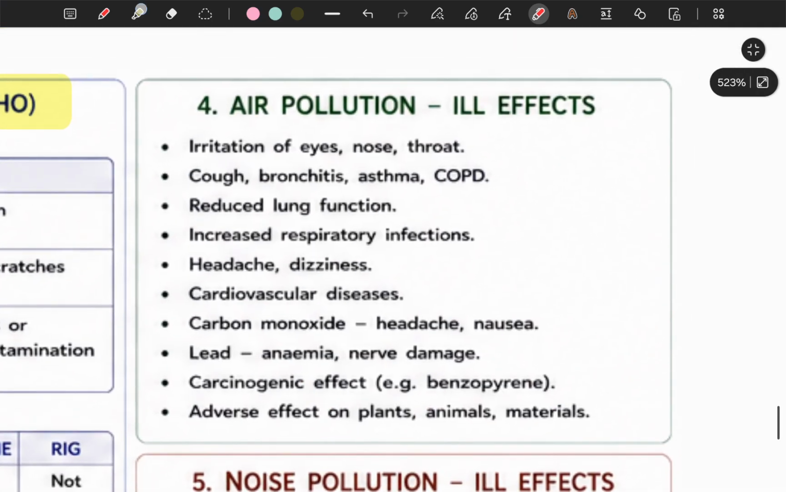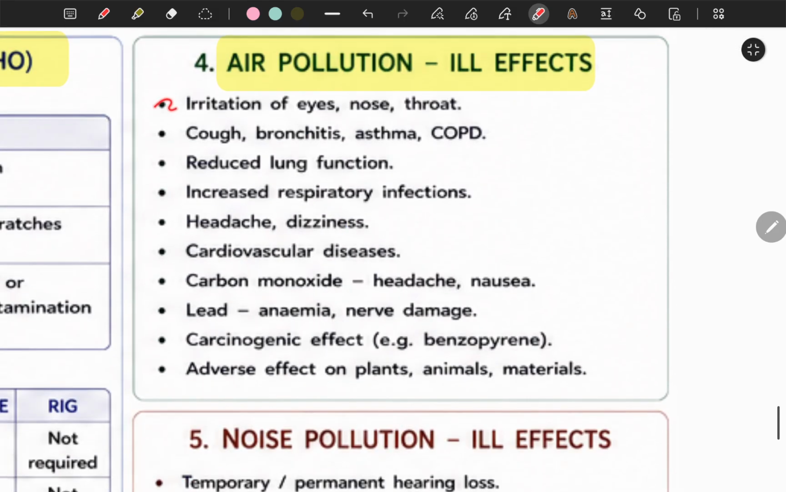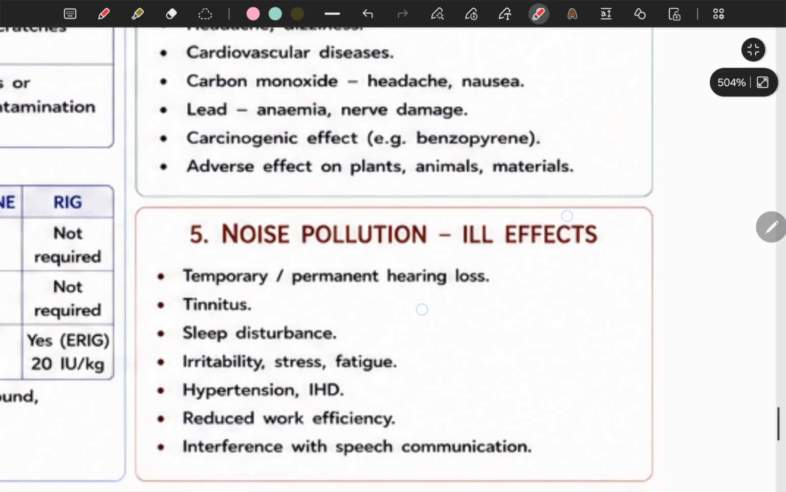Next question is, what are the ill effects of air pollution? It is very common. There is irritation of eyes, nose, throat, cough, bronchitis, asthma, COPD, reduced lung function, increased respiratory infection, headache, dizziness, cardiovascular diseases. Carbon monoxide will cause headache, nausea. Lead will cause anemia, nerve damage. Carcinogenic effect of benzopyrene. Adverse effect on plants, animals and materials.